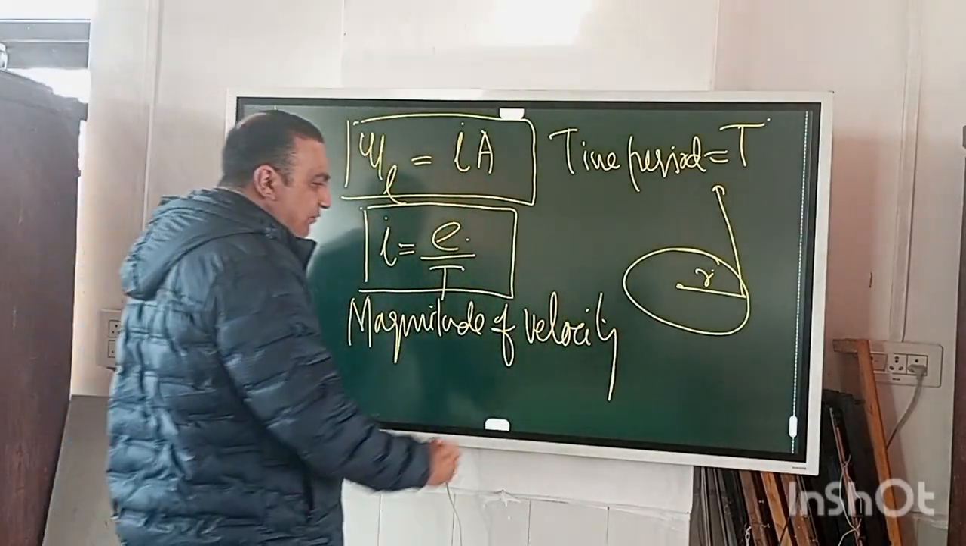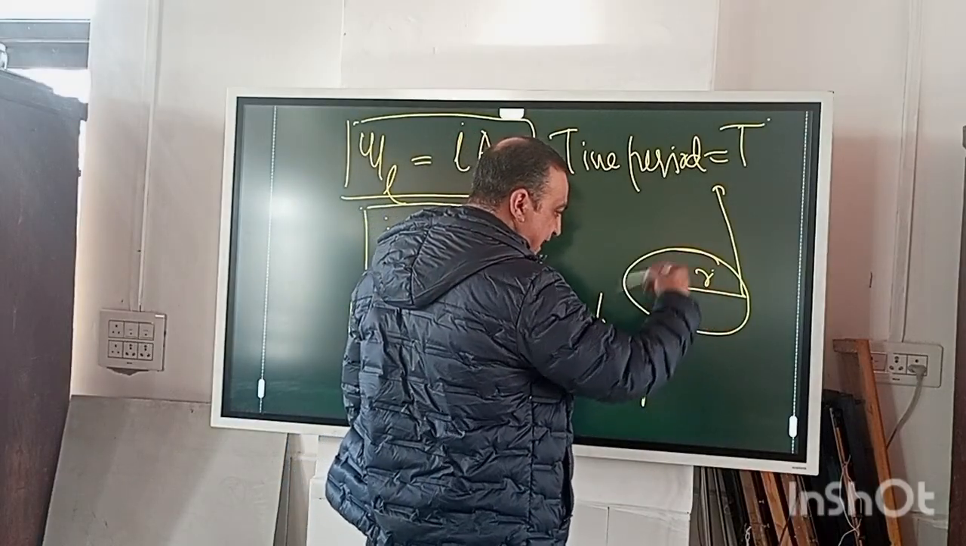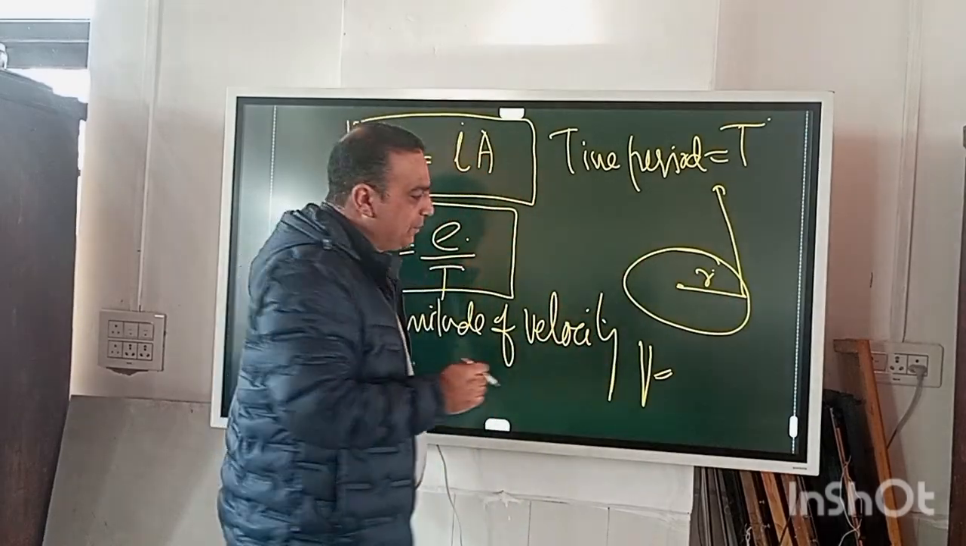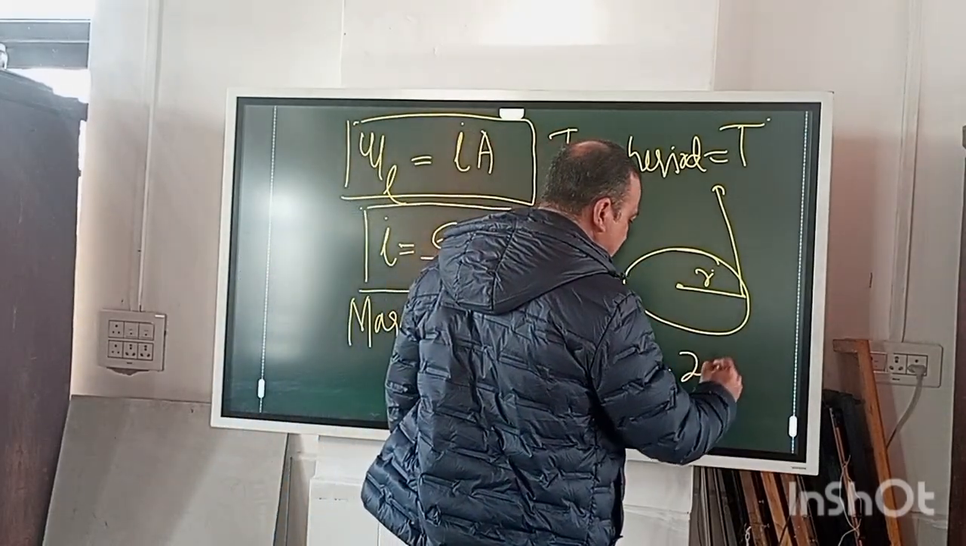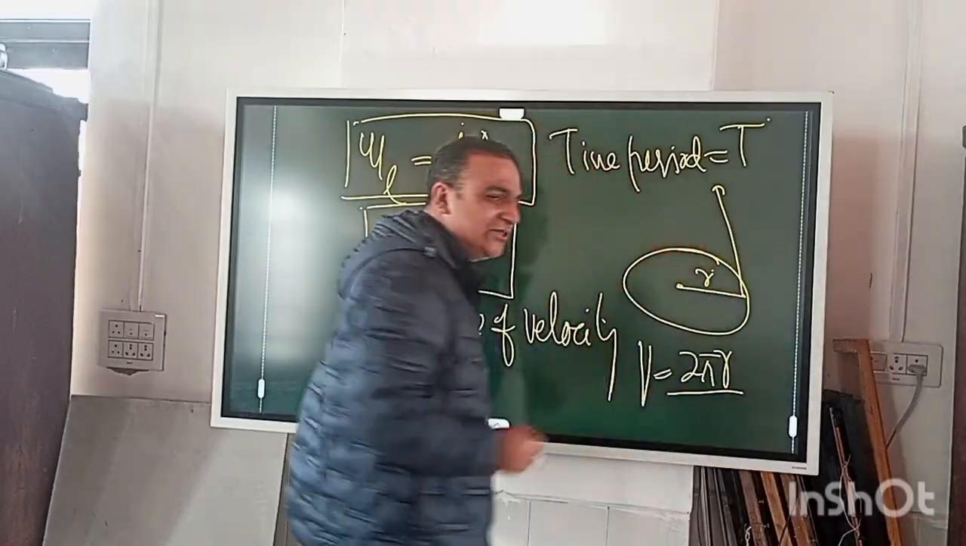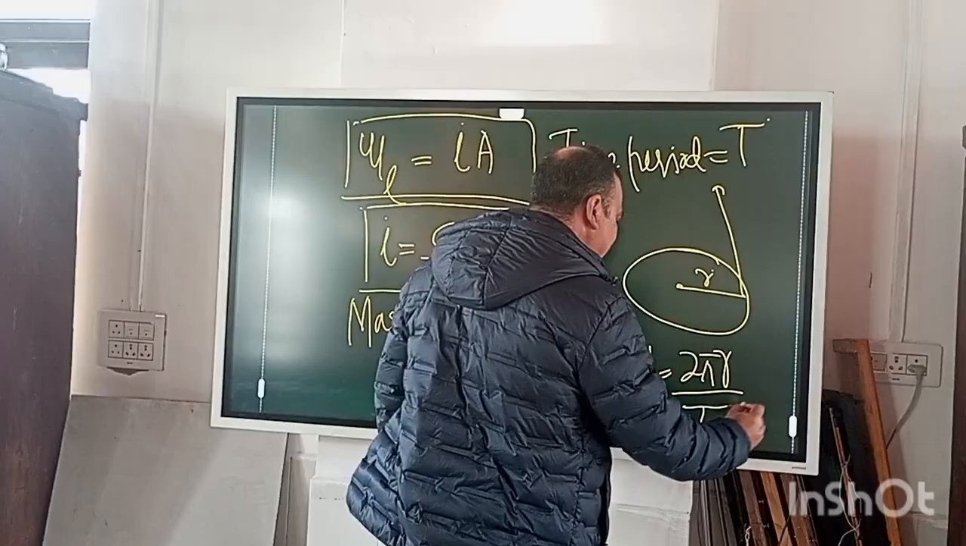So how can we write down that magnitude? That magnitude of velocity will be the distance that this electron is traveling in completing a complete loop, and that distance is 2 pi r divided by the time it takes to complete one loop. So this is 2 pi r divided by t.